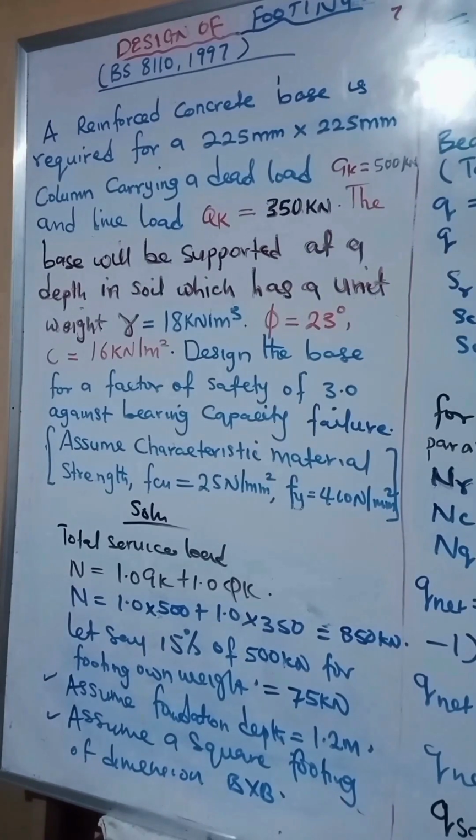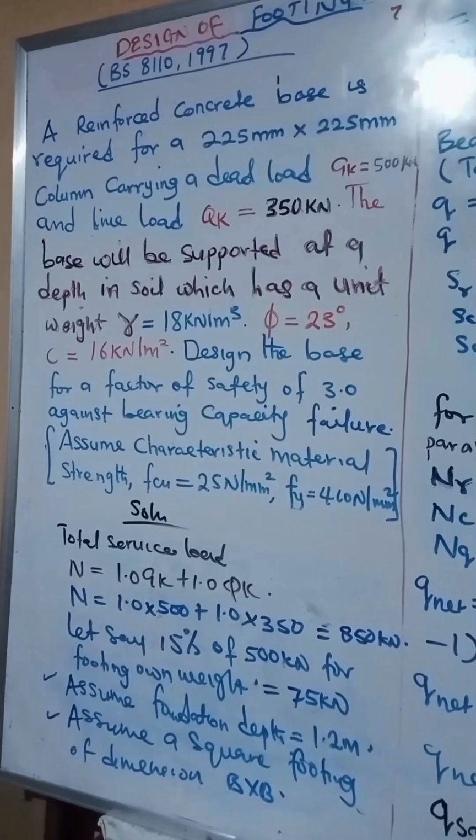And we have a problem on the board, and the problem is thus that the reinforced concrete base is required for a 225 by 225 column, carrying a dead load GK of 500 kilonewton and a live load QK of 350 kilonewton. All right, so we have this question we want to solve for the design of this footing.